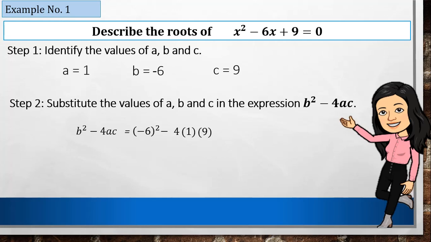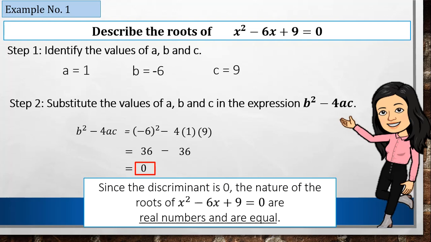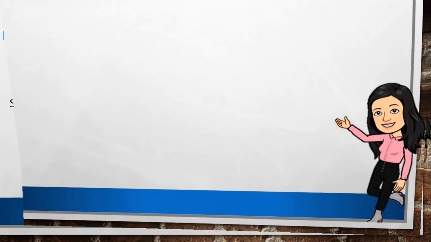Negative 6 times negative 6 is equal to positive 36. Minus 4 times 1 is 4, times 9 is 36. So 36 minus 36 is equal to 0. So ito yung discriminant natin. So meaning, since the discriminant is 0, the nature of the roots of x squared minus 6x plus 9 equals 0 are real numbers and are equal. So ano ang ibig sabihin nito? Kapag daw sinolve natin yung roots ng x squared minus 6x plus 9 equals 0, ang makukuha nating sagot ay real numbers and equal. So tingnan natin kung tama.